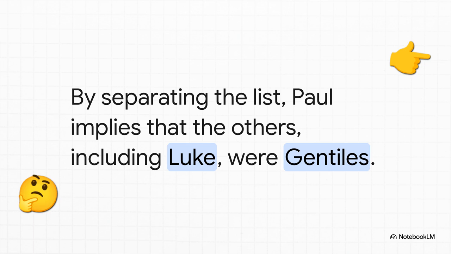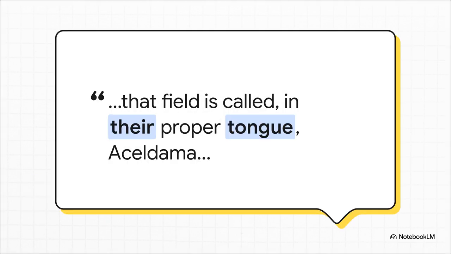Now that's a really cool clue, but can we find a matching hint in Luke's own writing that confirms it? Oh yeah, we can. In the book of Acts, which Luke wrote, he's describing a place in Jerusalem, and he says it's called Aceldama, in their proper tongue.